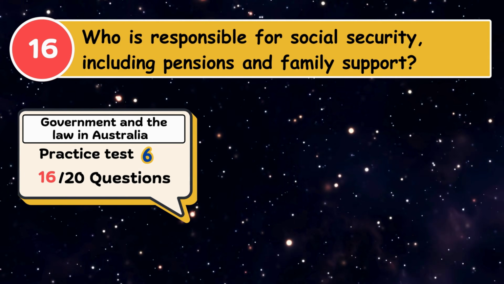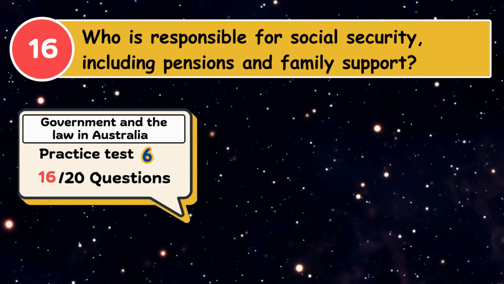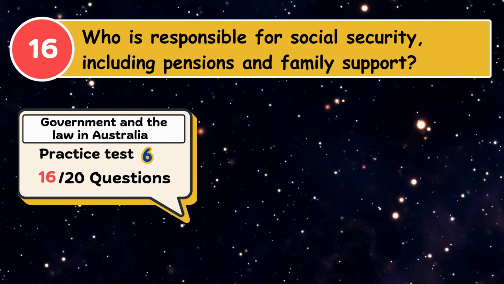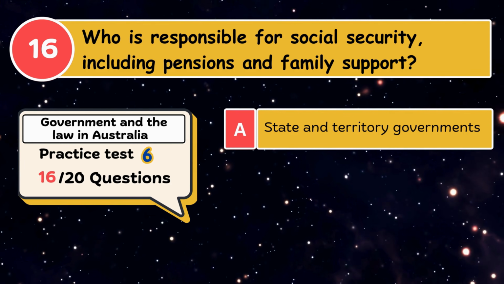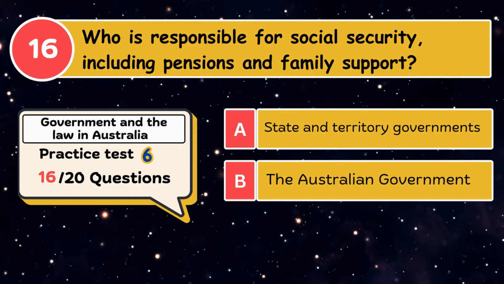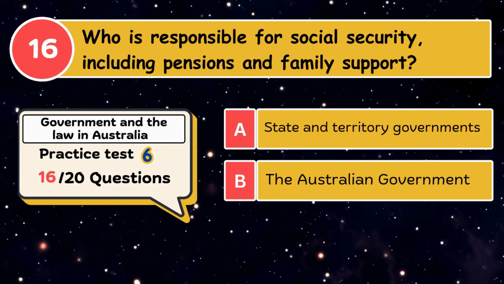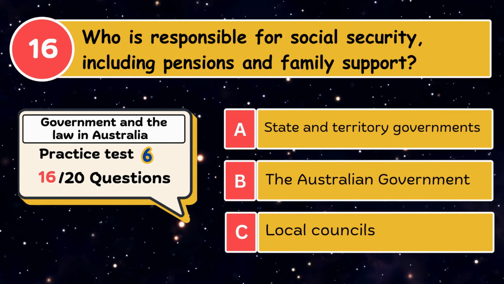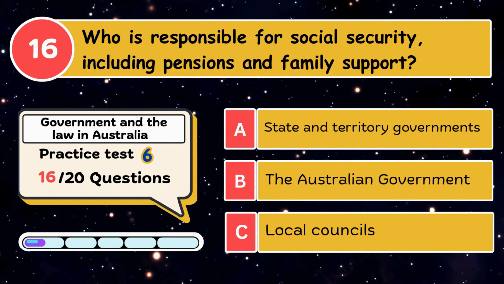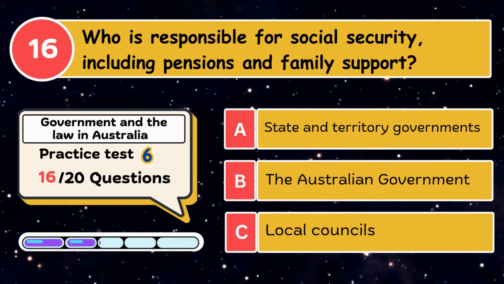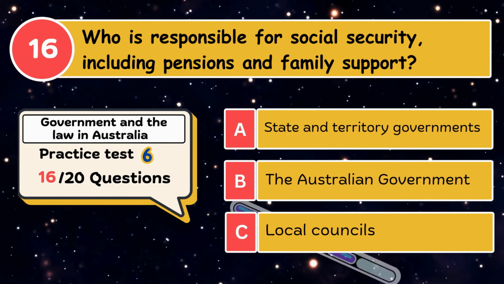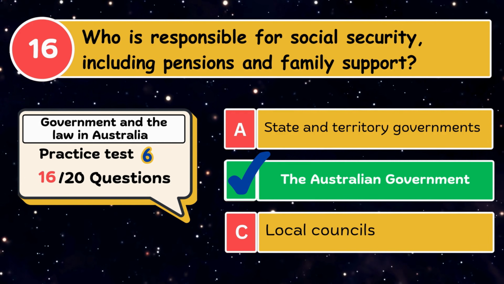Who is responsible for social security, including pensions and family support? A. State and territory governments. B. The Australian government. C. Local councils. The correct answer is the Australian government.